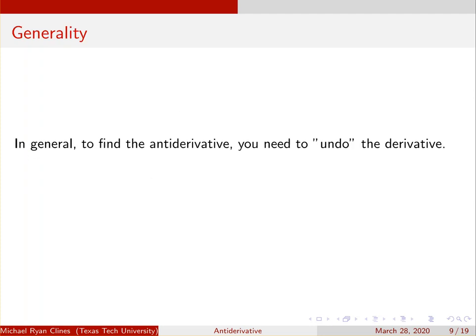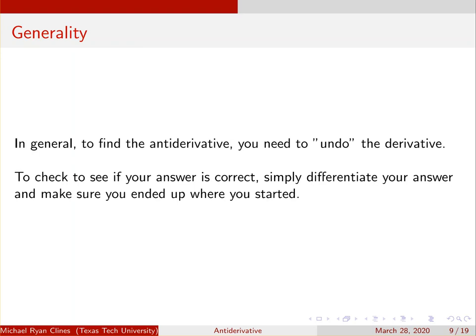Now, let's look at this in a little more general setting. In general, if you want to find an antiderivative, you need to undo the derivative. So we're just going to suppose that the function you've been given is the derivative of something else. Well, we need to figure out how to undo that. When you come up with your answer and you think it's right, there's a very simple way to check to see your answer is correct. To check it, just differentiate your answer and make sure you ended up where you started.